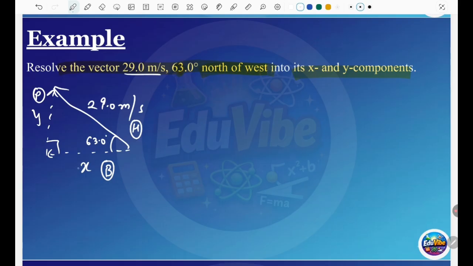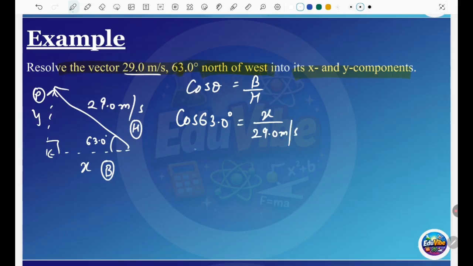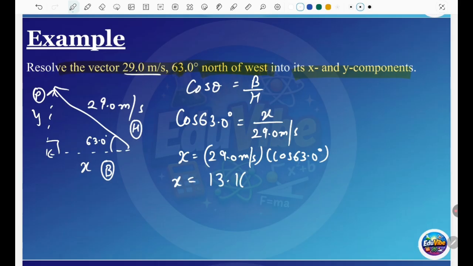To find the x component first, it is the base, and we have the hypotenuse, so this is the cos theta. Cos theta is equal to base upon hypotenuse, where theta is equal to 63.0. Base we have x, hypotenuse is 29.0 meters per second. When we find this, we get an x component of 13.165 meters per second. So the x component we find.